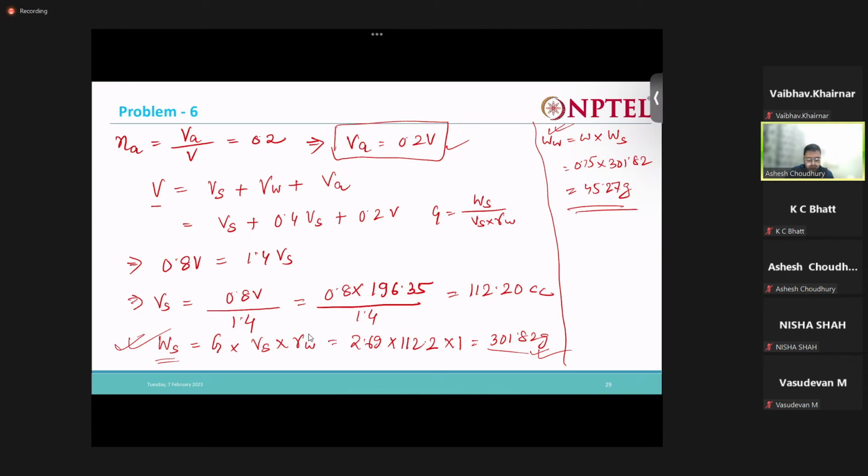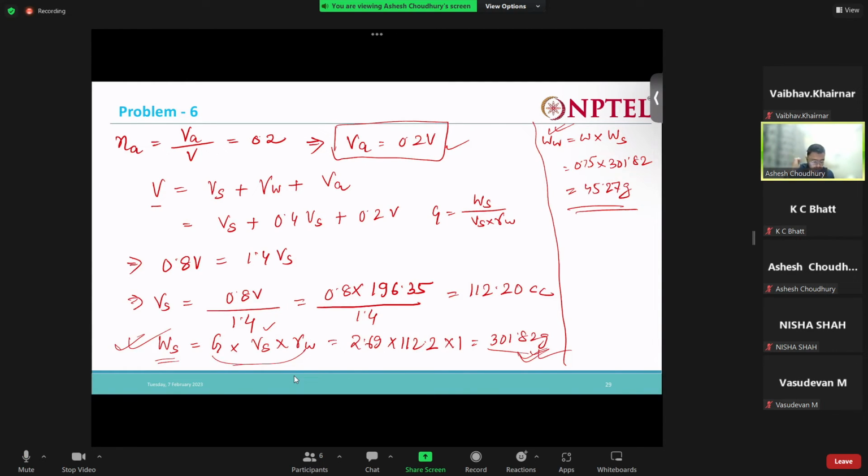Now, if we know the volume of soil solids, then we can easily determine the weight of the soil solids, because we know the specific gravity and the unit weight of water. So specific gravity of soil solids times the unit weight of water will give you the unit weight or density of the soil solids. Unit weight of soil solids multiplied by the volume of soil solids will give you the weight. We got the weight of the soil solids, and then also the water content is known to us. So we multiplied the water content with the weight of soil solids to get the amount of water that is needed. Okay, so it's very simple.